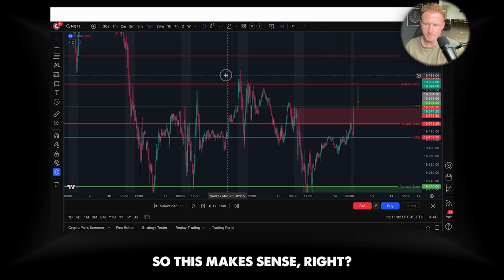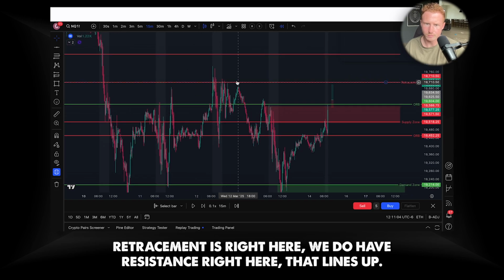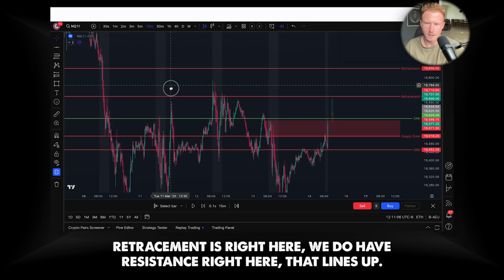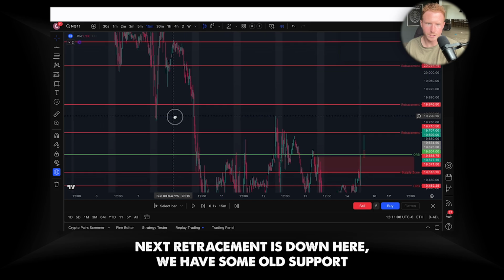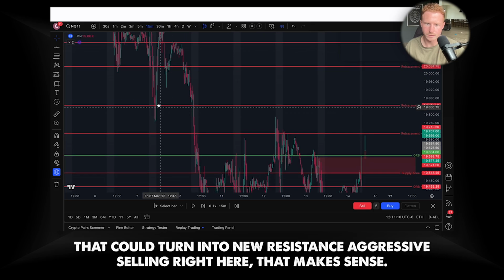So this makes sense, right? Retracements right here. We do have resistance right here. That lines up. Next retracement is down here. We have some old support that could turn into new resistance. Aggressive selling right here. That makes sense.